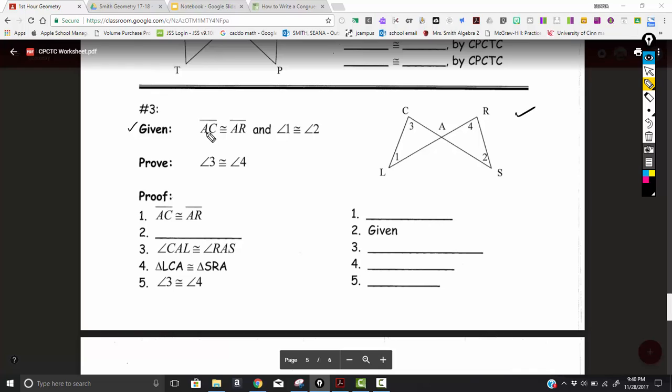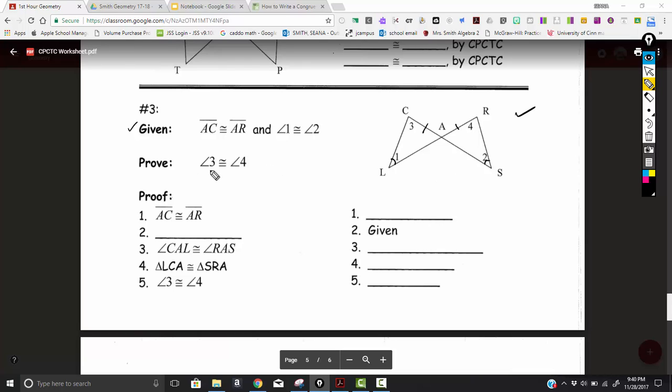So this first statement in the given says AC is congruent to AB. These are sides because they have bars above them. So here's AC from point A to point C is congruent to A to B. That one's congruent. So angle 1 is congruent to angle 2. So these are angle marks. Angle 1 is congruent to angle 2. So here we go. Angle 1 to angle 2.